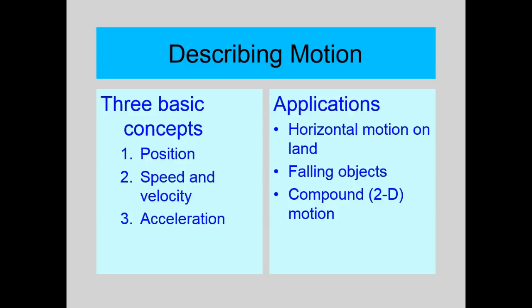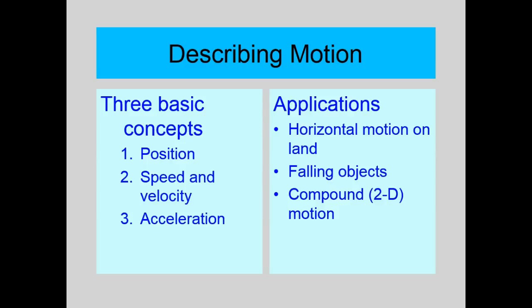We will have one lab that's going to deal mostly with this, which is not strictly horizontal motion, but it's one-dimensional motion. Not always horizontal. And then another lab we'll do, which is the compound motion. We won't have one that's strictly just falling objects. So in compound motion, you have falling objects as well.